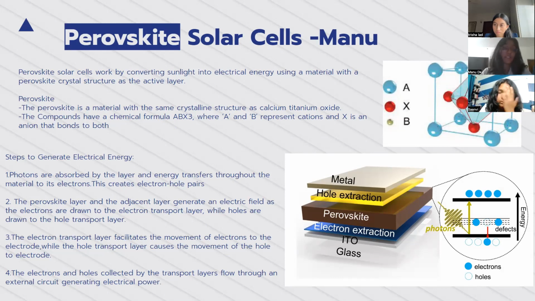Steps to generate electrical energy. So first, the photons are absorbed by the layer and energy transfers throughout the material to its electrons. This creates the electron hole pairs. Next, the perovskite layers and the adjacent layers generate an electrical field as the electrons are drawn to the electron transport layer while the holes are drawn to the hole transport layer. So the electron transport layer facilitates the movement of electrons to the electrode, while the hole transport layer causes the movement of the hole to the electrode. The electrons and the holes collected by the transport layers flow through the electrical circuit, generating electrical power.